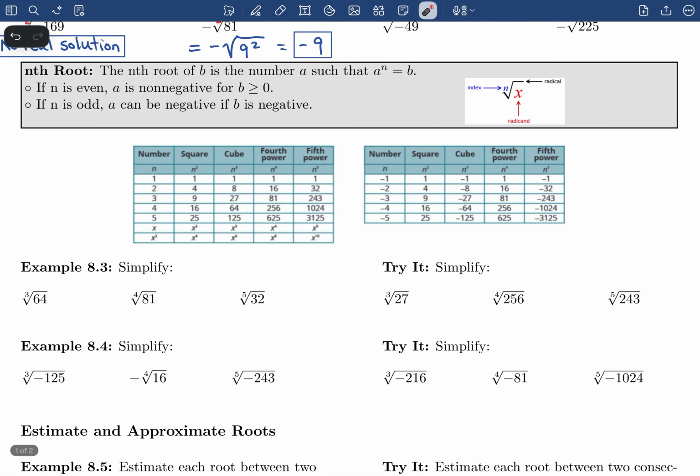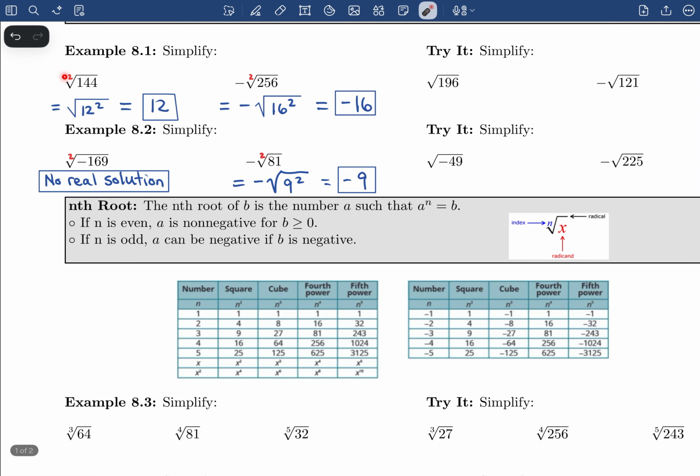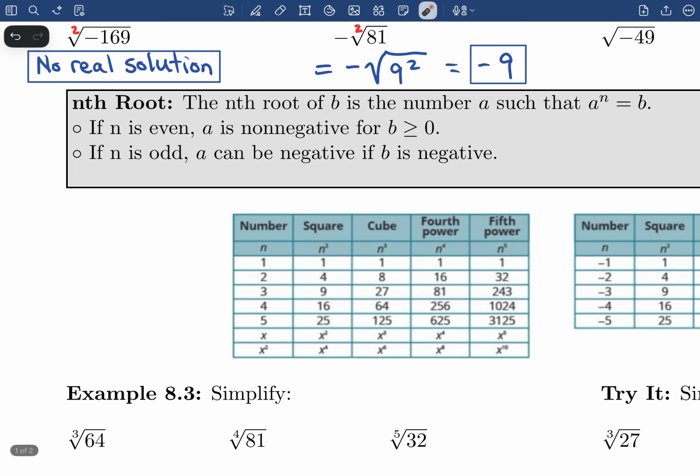Great. So now I'm going to show you that we can have an index value of, say, 3, right? That's a cube root, we call it. This is a fourth root. This is a fifth root, right? So we can change the value of the index. You're used to it being a square root where the 2 was invisible, and now we have index values higher than 2. They become visible. They will always be visible.